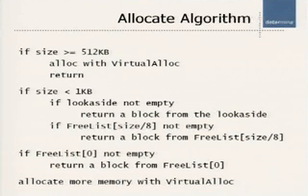So the allocate algorithm works pretty much the same way, but in reverse. Large blocks larger than 512 get allocated directly from the kernel with virtual alloc. The smaller blocks get allocated from the lookaside if it's not empty. If it is empty, then we go and look at the free list. And finally, if we've used up all the memory and there are just no free blocks anywhere, we just get more memory for the heap using virtual alloc.